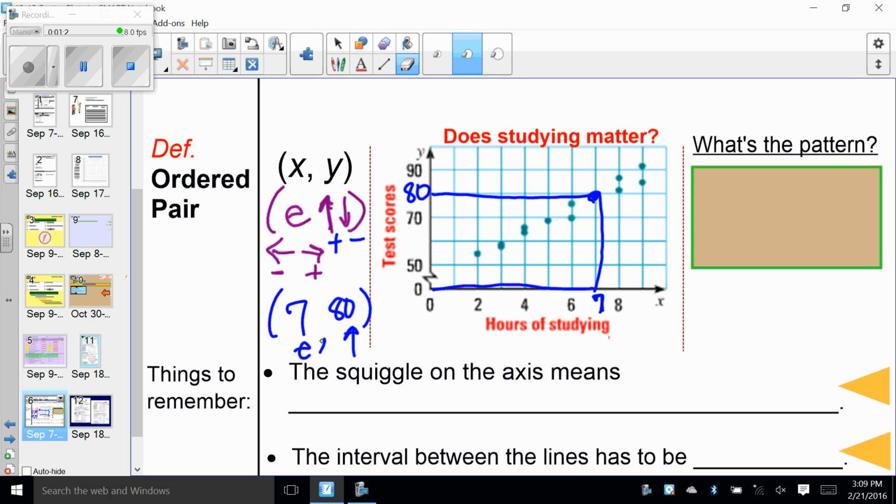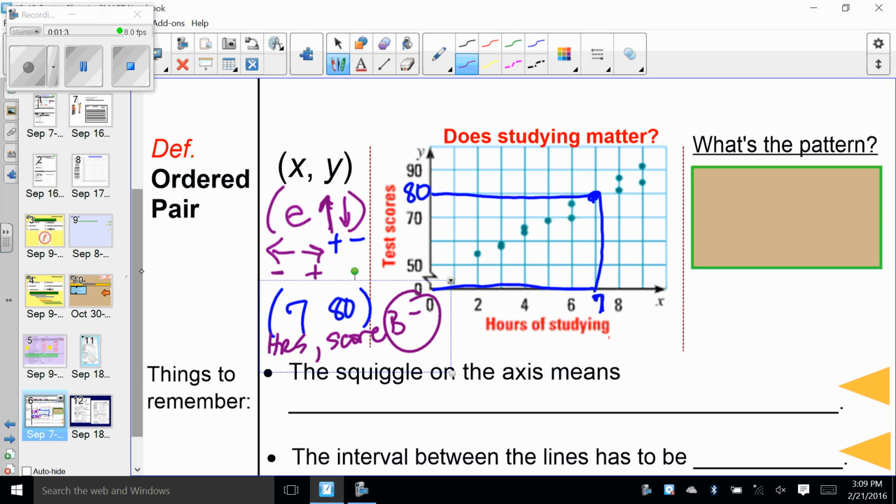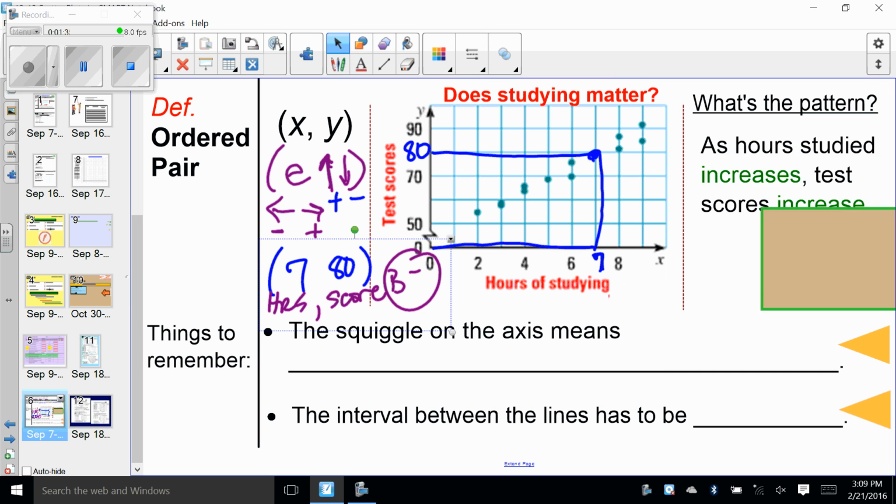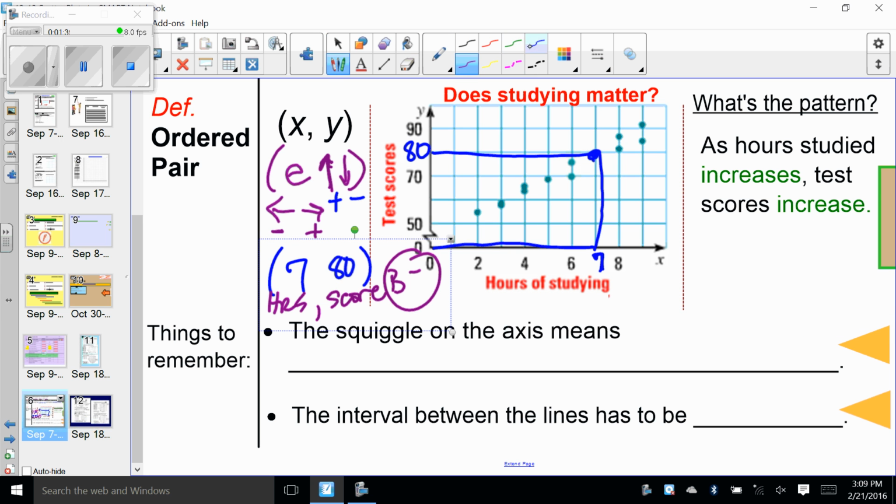So if we were to put some labels on there, we're really saying that if you study for 7 hours, you should get a score of 80, which is a B minus. So 7 hours of studying would give you a B minus. So what the pattern would be in this problem is the more you study, the better you do. So as the hours that you study increases, the better the test score.